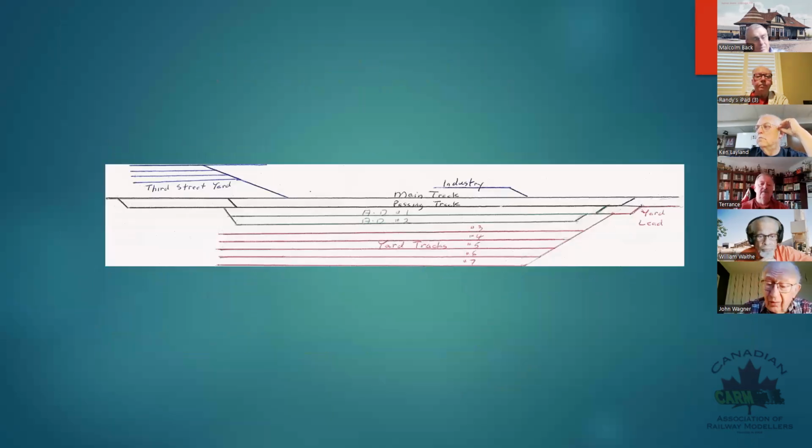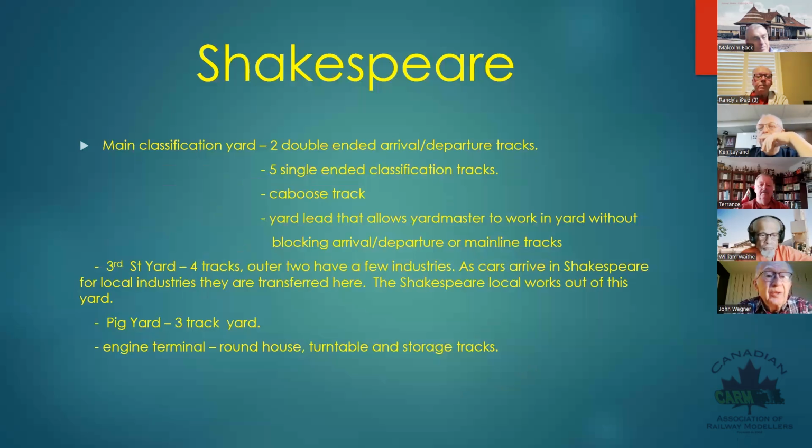Now we'll go through the towns. Shakespeare is the main classification yard. It has 2 double-ended arrival departure tracks and 5 single-ended classification tracks, and has a caboose track. And the yard lead lets the yard master work in the yard without blocking the arrival or departure or mainline tracks. And that is very important when you're working a yard, that you have this yard lead, that you don't interfere with the mainline traffic.